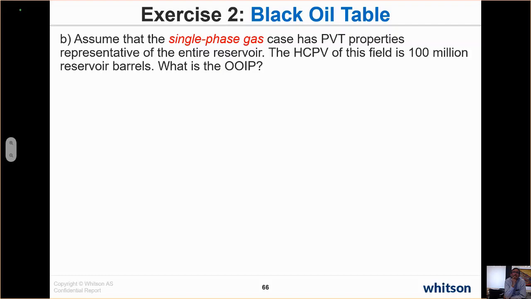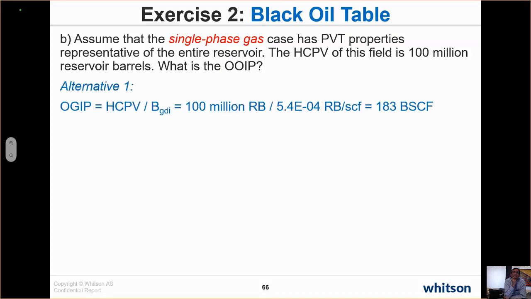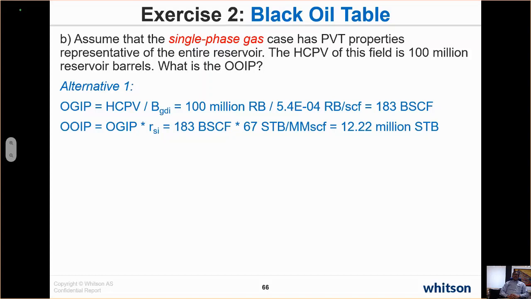And here we'll simply show you two different ways of solving this exercise, where the first alternative is that we first calculate the original gas in place by dividing the hydrocarbon pore volume by the dry formation volume factor, and we get to a number that's around 183 billion cubic feet. And then we multiply this original gas in place by this solution GOR value, and we get to around 12.2 million stock tank barrels.